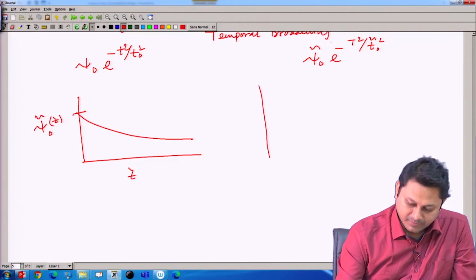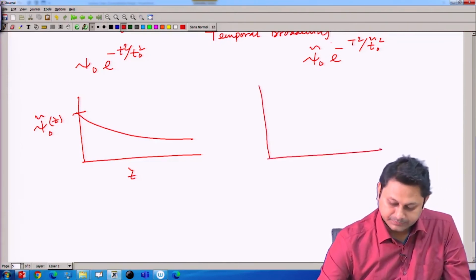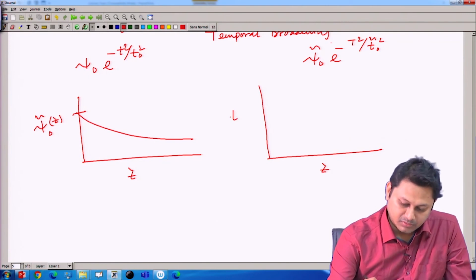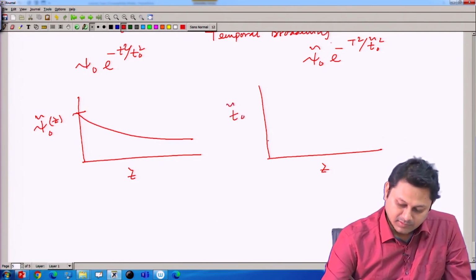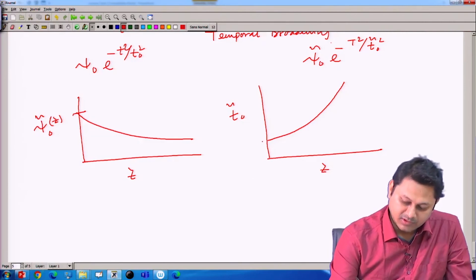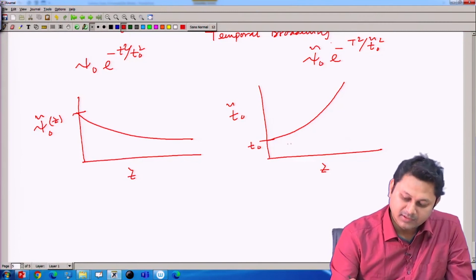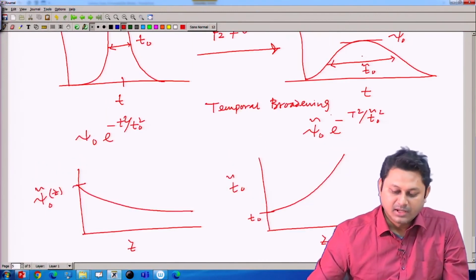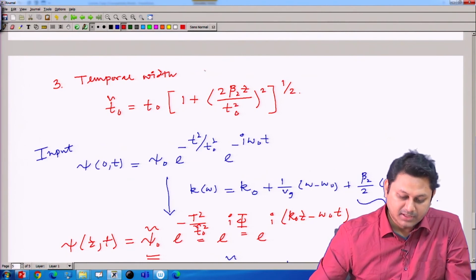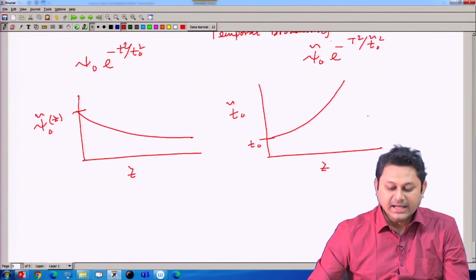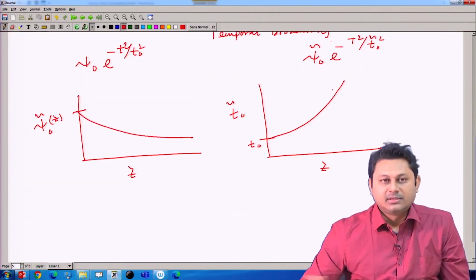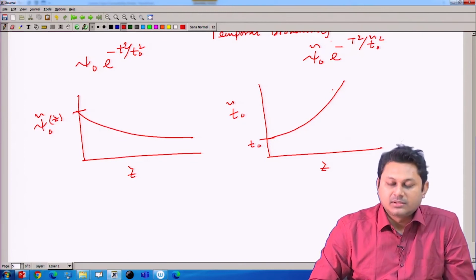In a similar way, if I plot the pulse width, it is going to increase like this. So this value is t0 at z equal to 0, and it is gradually increasing over z. And how it increases is determined by equation 3, that t0 tilde is this. So with this detailed calculation, now we understand how an optical pulse is going to broaden under second order dispersion, or group velocity dispersion.